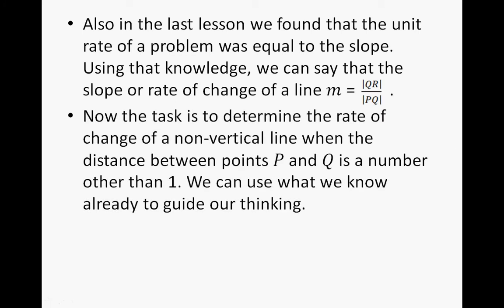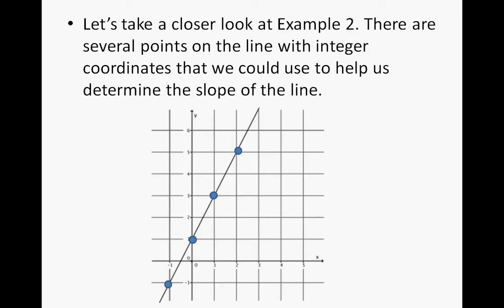Now the task is to determine the rate of change of a non-vertical line when the distance between points P and Q is a number other than 1. We can use what we know already to guide our thinking. So let's take a closer look at example 2. There are several points on the line with integer coordinates that we could use to help us determine the slope of the line. So I've marked them here, and some of them might look like they're a little bit off, but that's just inherent of the program. But anywhere where the slope line intersects two grid lines, it will give us an integer coordinate. So we have several to choose from.